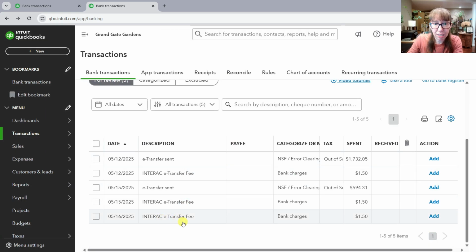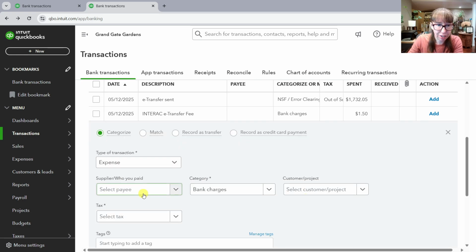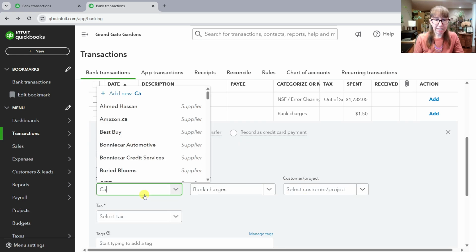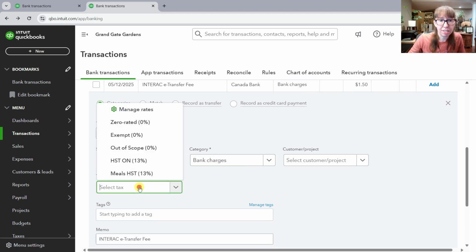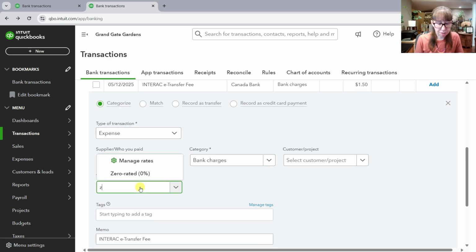Now, because we sent Kamal that e-transfer, there's the e-transfer fee of $1.50, and you can see there's 3 of them. Why don't we line up a rule? So I'm going to go ahead. I'd always like to put the payee in. This is Canada Bank, and it is bank charges, and it is 0 rated.